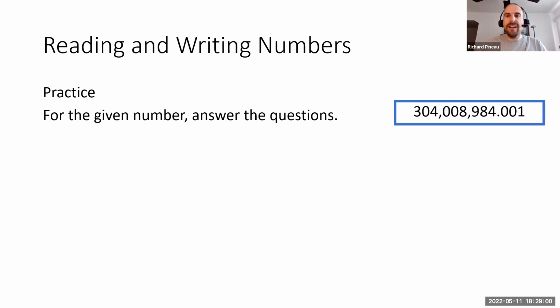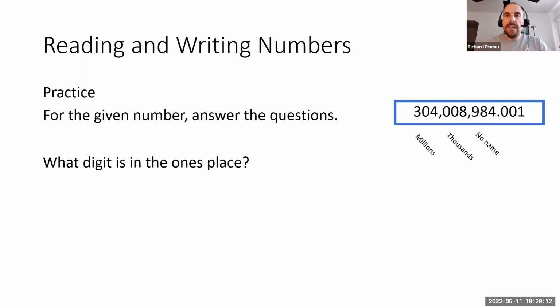Before we can get you there, we need to make sure that we understand the place values a bit more carefully. All right, so we have this number on the screen here, and I'm reminding you of the families. We have the millions, the thousands, and the no name. And what we need to do is to figure out what digit is in the ones place. All right, so the first thing we need to do is figure out where the ones place is. There it is. Okay, and I noticed that the 4 is in the ones place. So the answer to that question is 4.